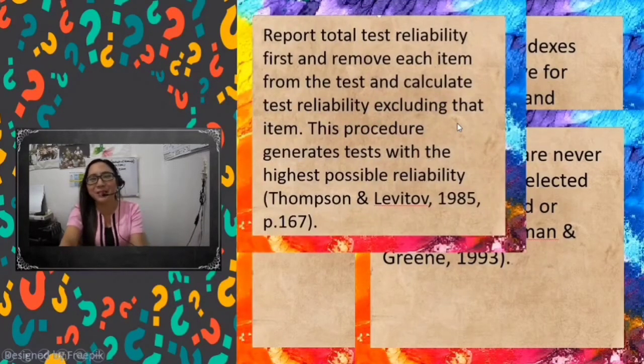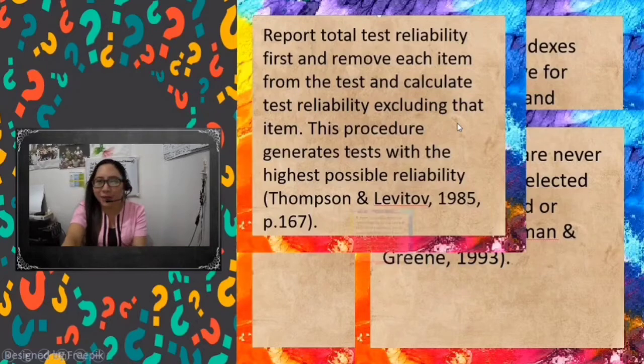Report total test reliability first, then remove each item from the test and calculate test reliability excluding that item. This procedure generates tests with the highest possible reliability, according to Thomson and Levitov in 1985.